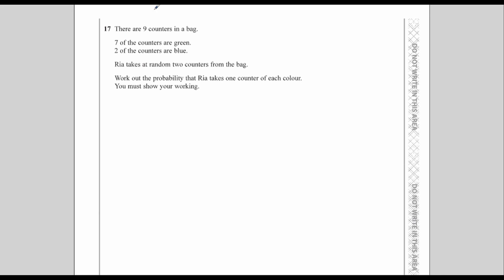Question 17. There are 9 counters in a bag. You know I like diagrams, so let's not waste time. 1, 2, 3, 4, 5, 6, 7, 8, 9. 7 of the counters are green and 2 of the counters are blue. Ria takes a random 2 counters from the bag. Okay, she's taking out 2 of these. Work out the probability that Ria takes 1 counter of each colour. You must show all your working.